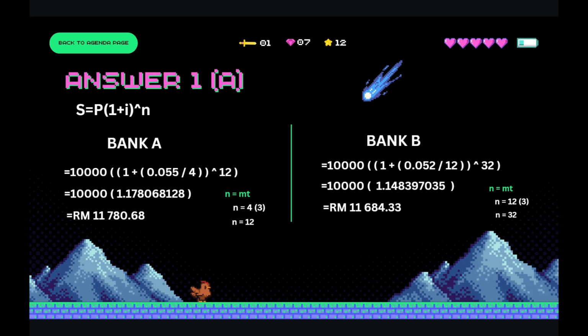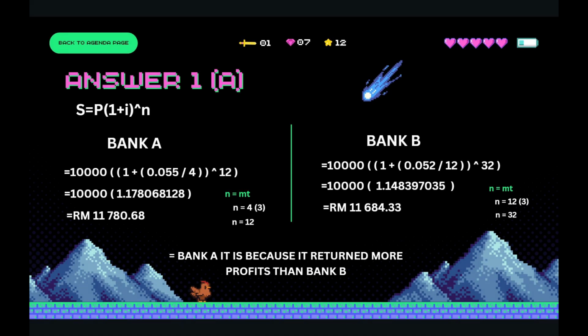So as we can see, Bank A promotes a higher value which is RM11,780 ringgit and 68 cents. So we must choose Bank A. It is because it returned more profits than Bank B.